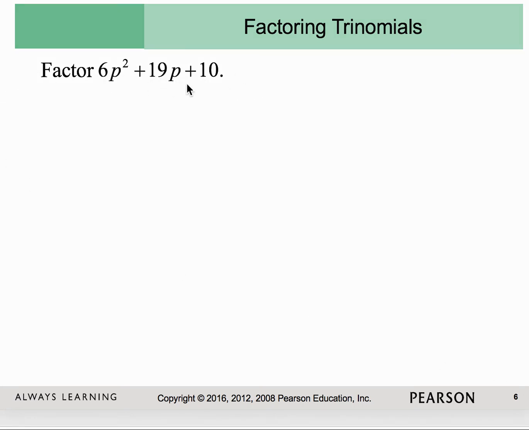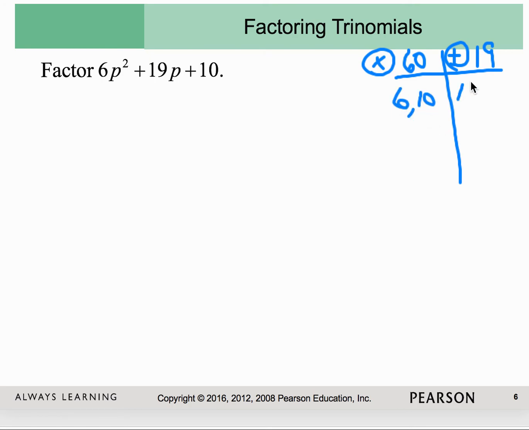Look for a common factor, 19 and 6, and there's not a p here, so it just takes a minute to look for a common factor. I need two numbers that multiply and give 60, 10 times 6, and add to give 19. So let's see, I got 6 and 10, which is 16. That's not it, okay? But I'm pretty close.